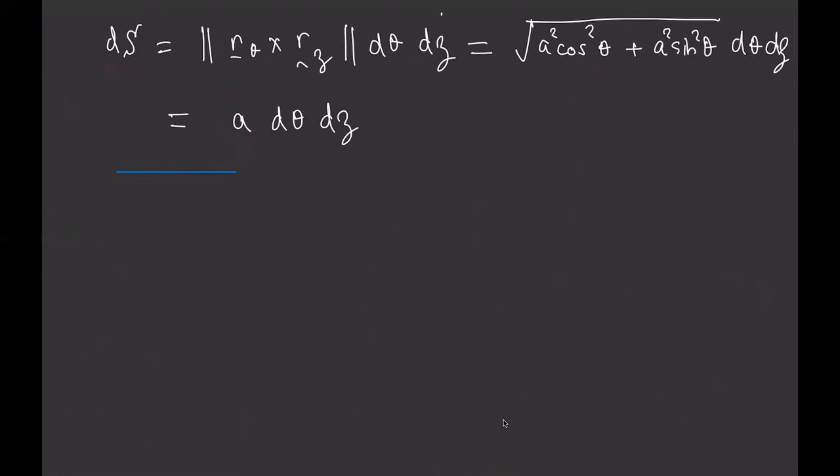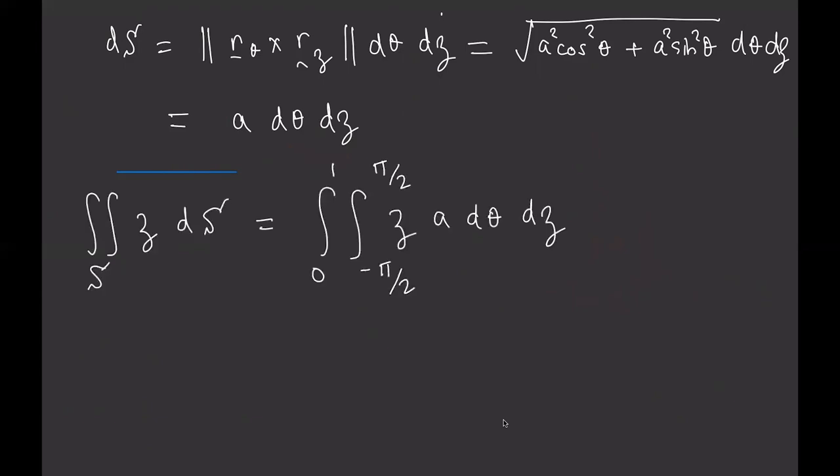Your area element on the cylindrical surface is given by this, and we can actually visualize this in other ways as well. You have your x and y axis. If you change theta by a small amount, you're going to generate an a d theta in this direction. You change z by a small amount, you're going to generate a dz in that direction. Anyway, that's your area element.